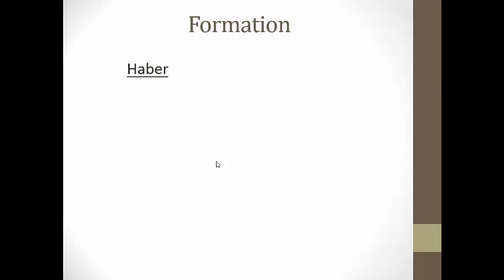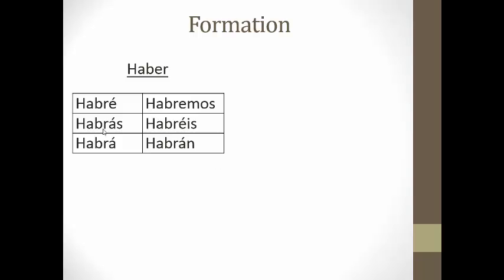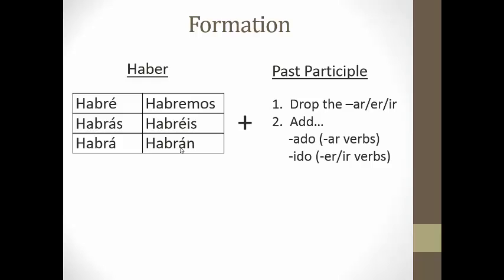Okay, let's look at its conjugation. It would be habré, habrás, habrá, habremos, and habrán. Again with the past participle of ado or ido. I will have eaten, habré comido.